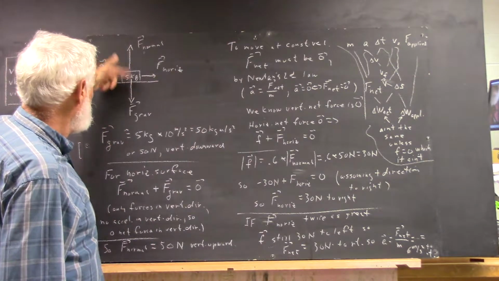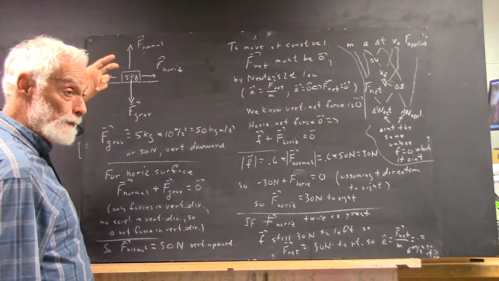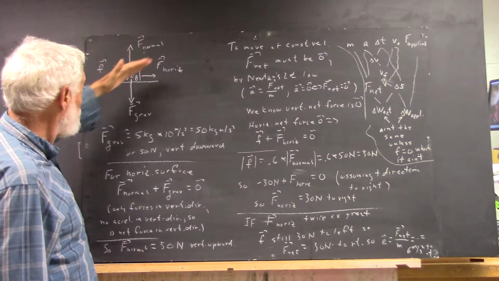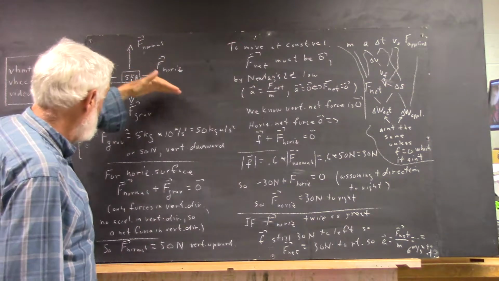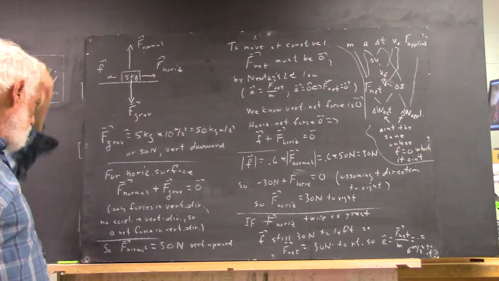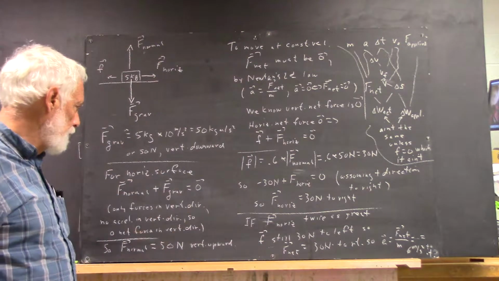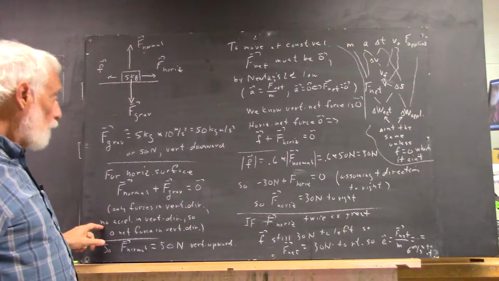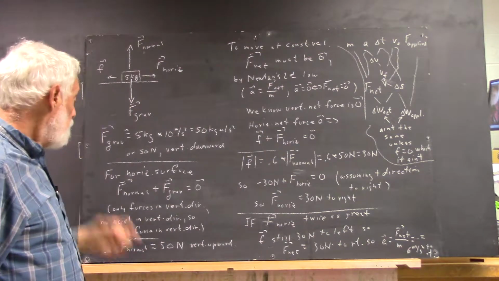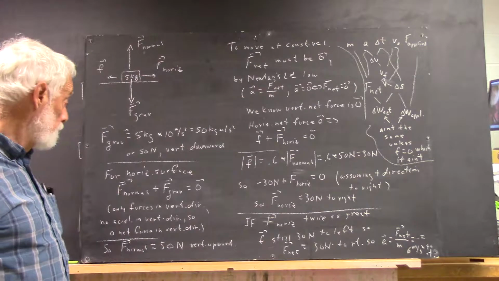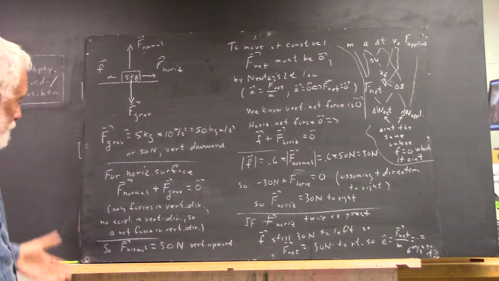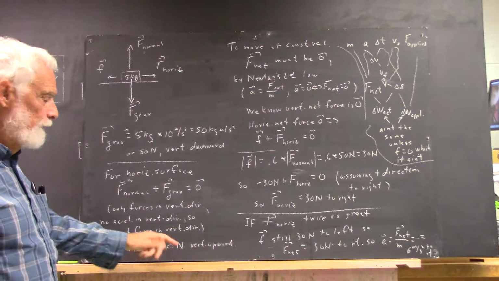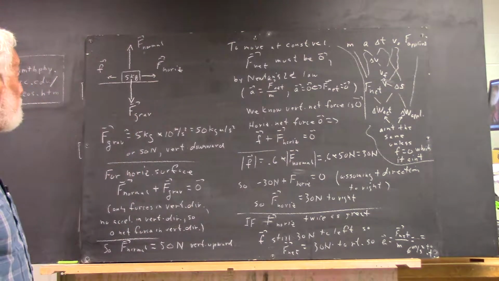So this force and this force have to add up to 0. Otherwise, you would have an acceleration either off the plane or into the plane. So the normal force and the gravitational force add up to 0. These are the only forces in the vertical direction. There's no acceleration in the vertical direction, so you have 0 net force in the vertical direction. And this then tells us that the normal force has to be 50 newtons vertically upward.